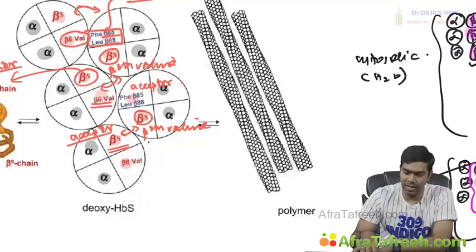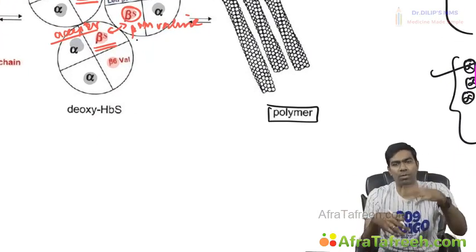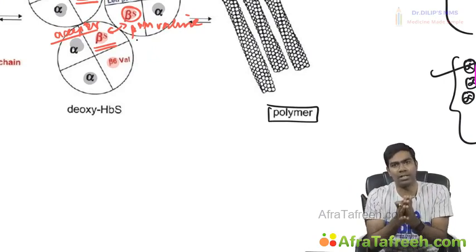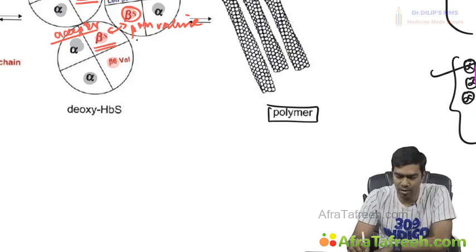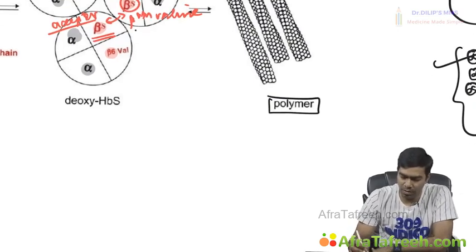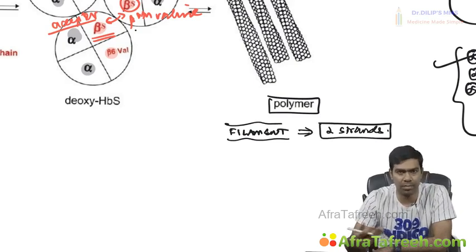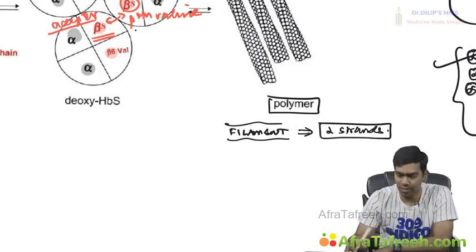And once they form aggregates of hemoglobin molecules, they are going to form polymers like this, because many hemoglobin molecules also will come and get stuck with each other, and they're going to form something called a polymerization. So what do you mean by a polymer? First of all, before that, you have to know what you mean by a filament. A filament contains something called two strands of this beta globin chain. So this is what we call a filament.